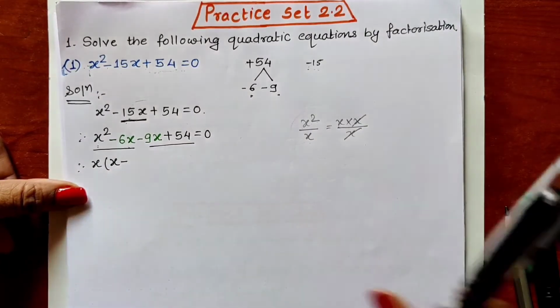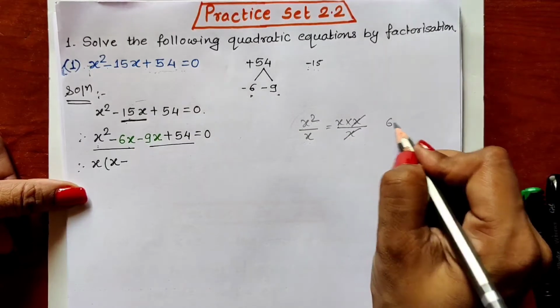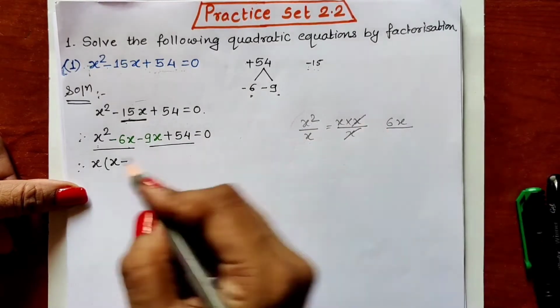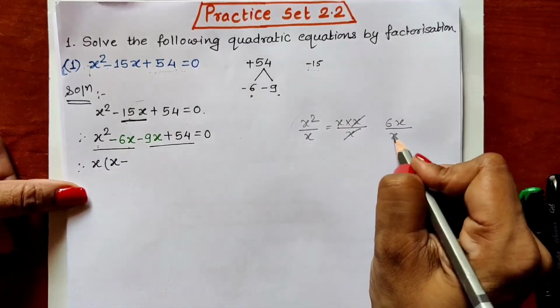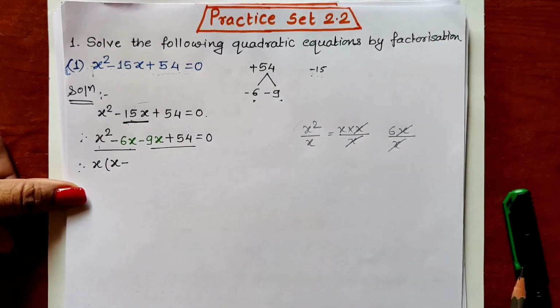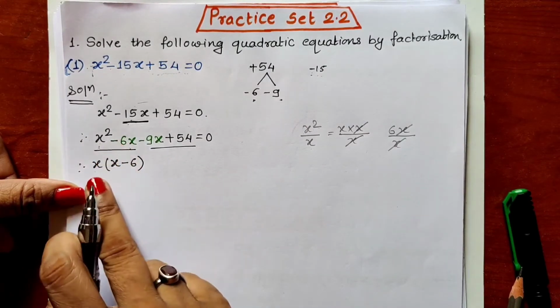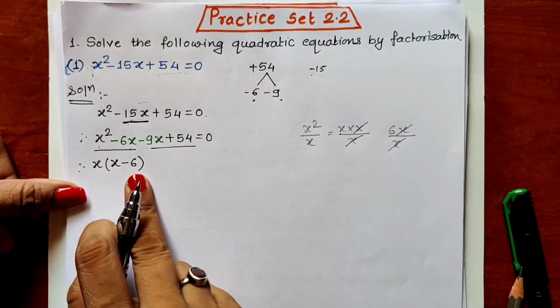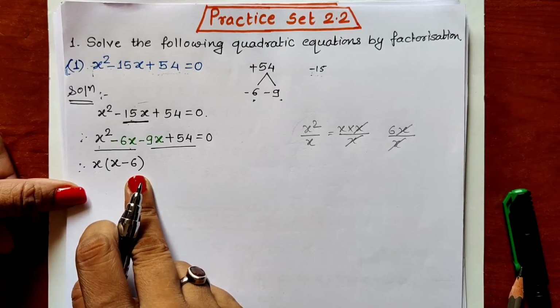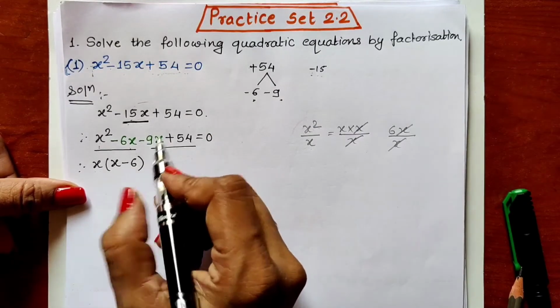Now let us see the second term. The second term is 6x. From 6x also we are taking out x common. So x is cancelled, 6 remaining. This remaining 6 we will write inside the bracket. In this way, from the first two terms we have taken out x common and written the remaining expressions inside the bracket. Now let us see what we can take out common from the third and fourth term.